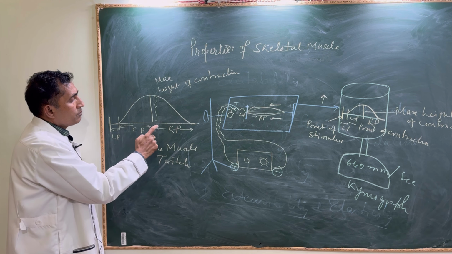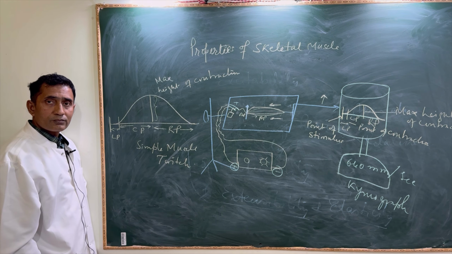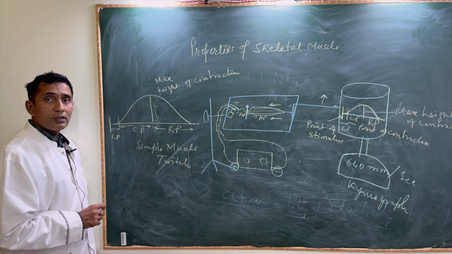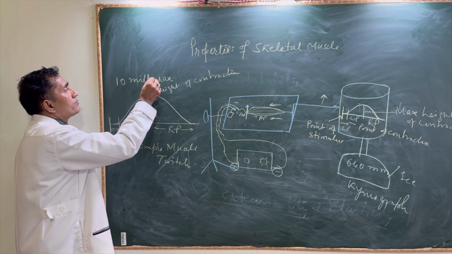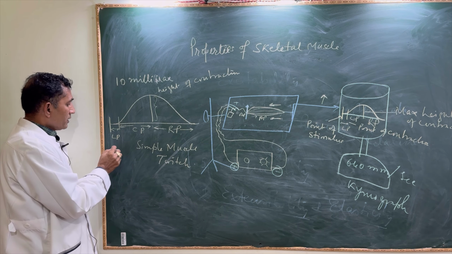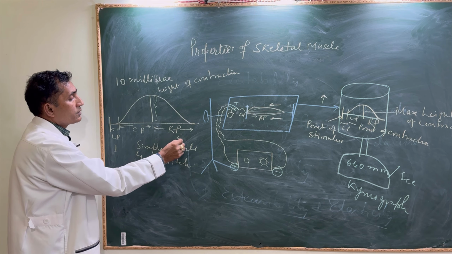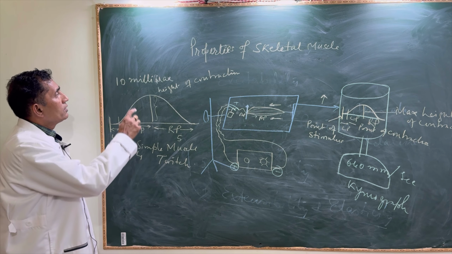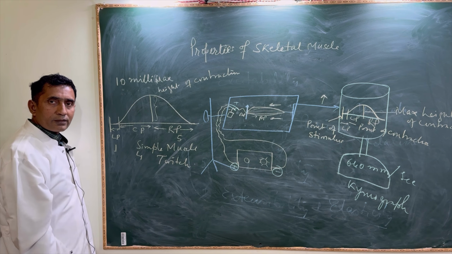So we can calculate the duration of these periods. Normally the total duration is 10 milliseconds. This is 1 millisecond, this is 4 milliseconds, and this is 5 milliseconds. So the total duration is 10 milliseconds.